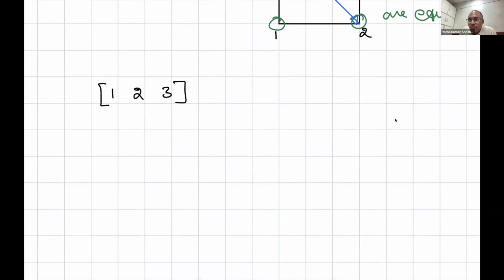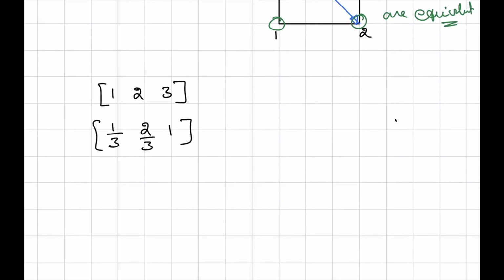There are two ways to do that. First, divide this with the largest number. Then this will be 1 by 3, 2 by 3, 1. Or I can tell like this also, sir, that I have a point where the projection on x is 1, projection on y is 2, and projection on z is 3.